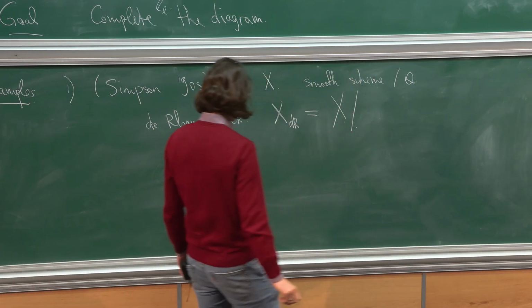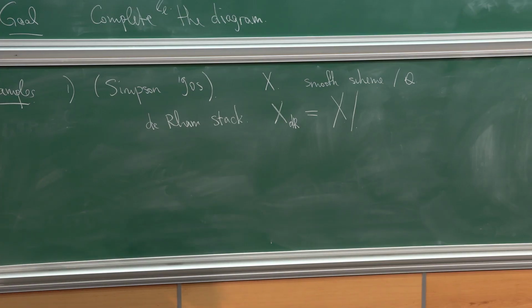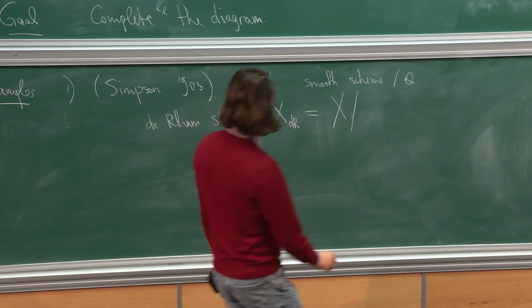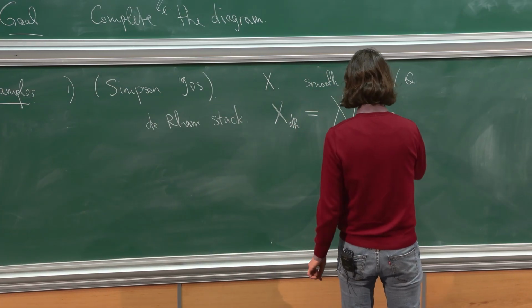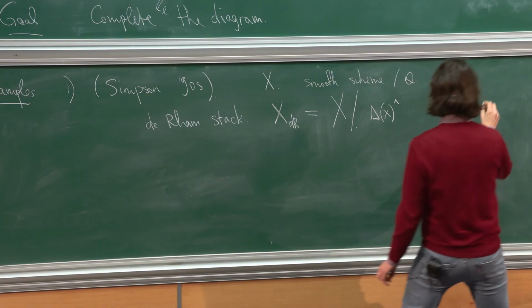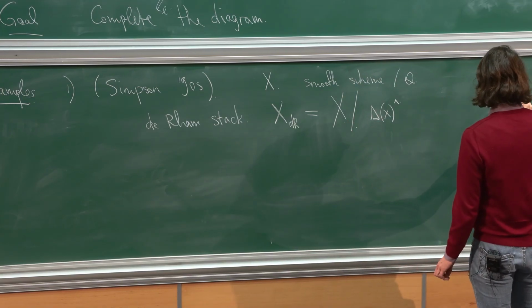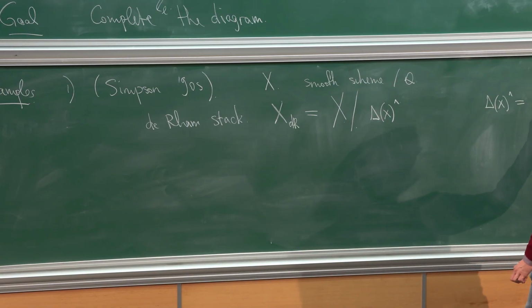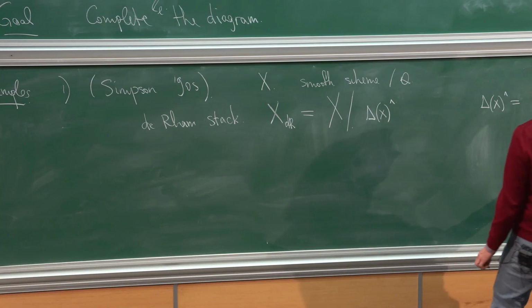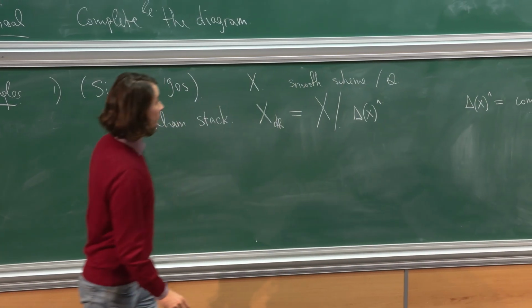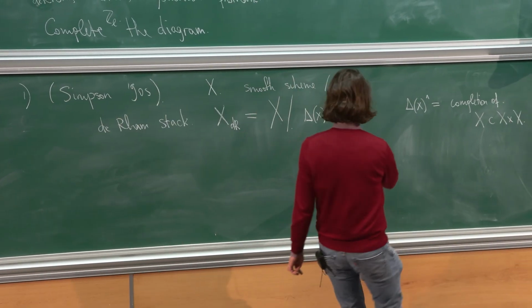So it's a quotient of X where I identify infinitesimally close points. So what you do is you take the diagonal of X completed, by which, so the diagonal of X completed is the completion of X inside of X times X. So this is a closed subscheme, and you can take its formal completion as a formal scheme, but really as an ind-scheme here. Yeah?